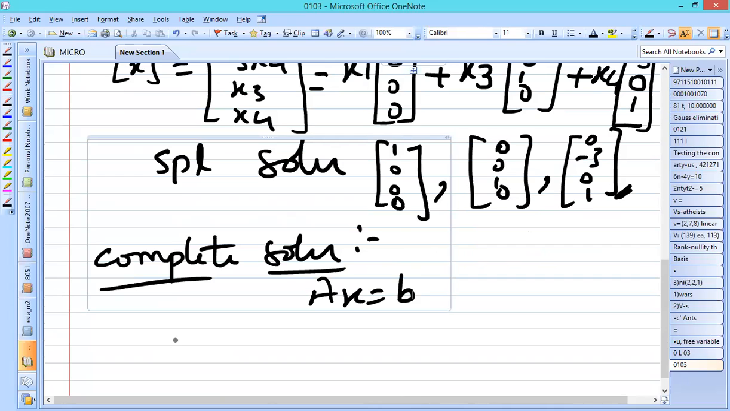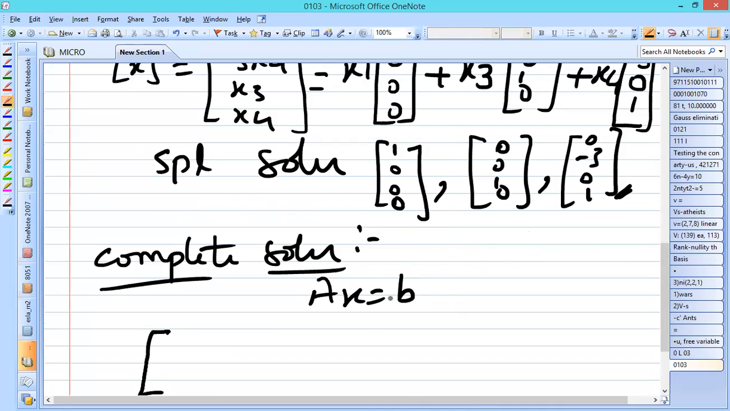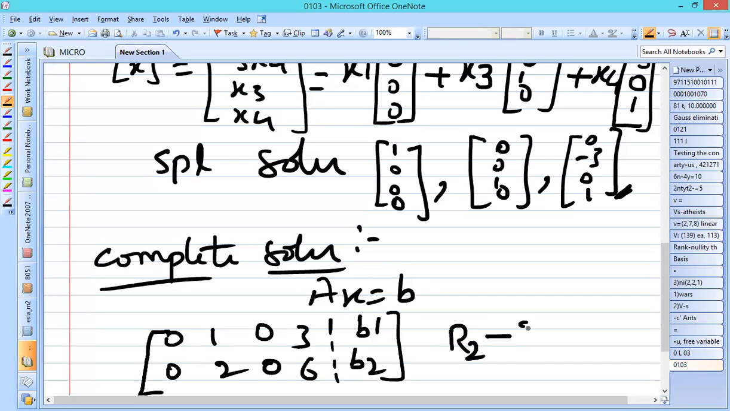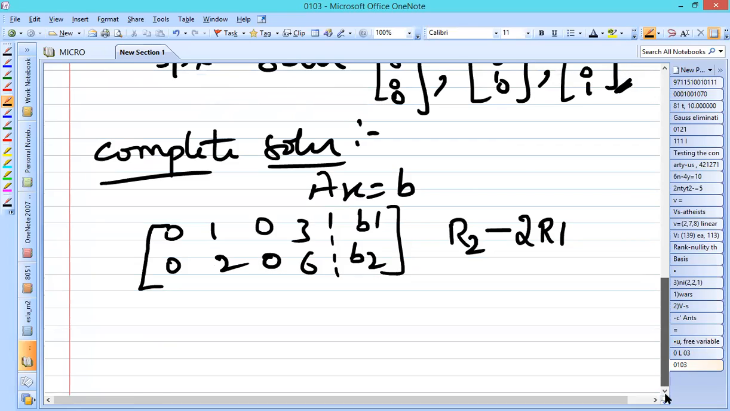Now here I'll consider the original matrix that is given. You can also go with the reduced form, but in order to show the equations of b, I'll start from the first matrix, that is the original matrix, 0 1 0 3, 0 2 0 6, which is augmented, combined with the elements of b, taken as b1 and b2. Now for this, if you apply the operation that we have applied earlier, r2 minus 2r1, the same operation is going to be applied here also.